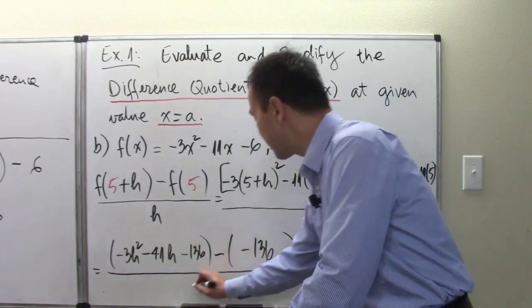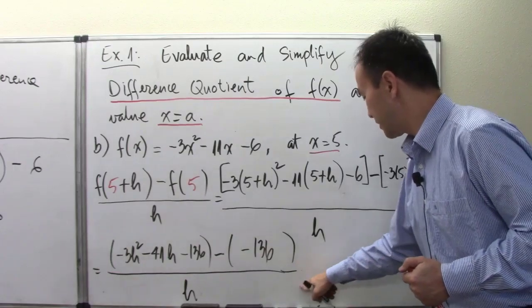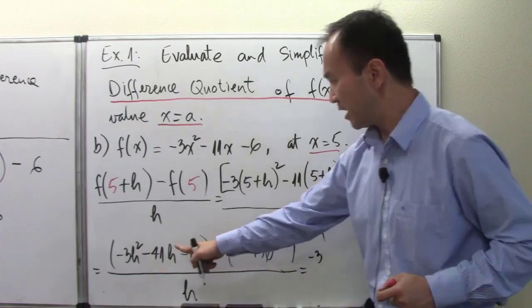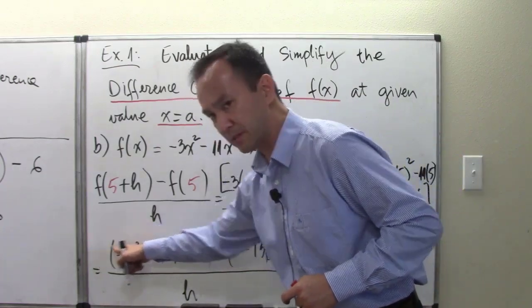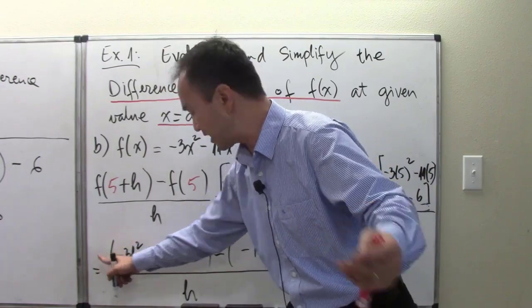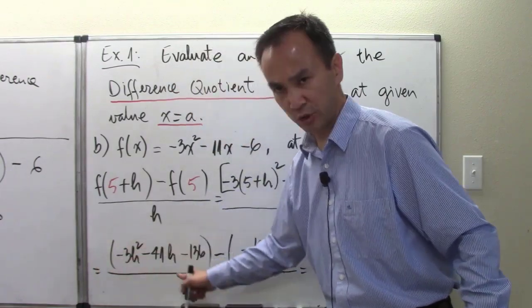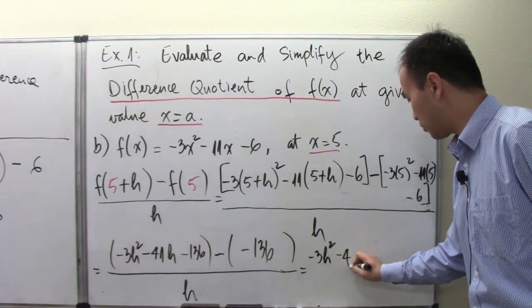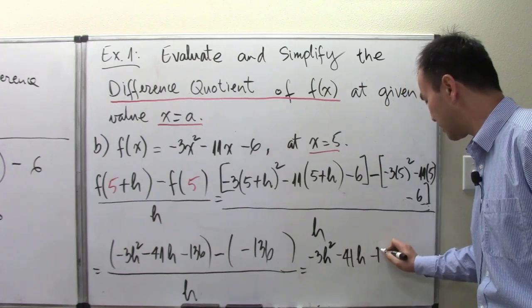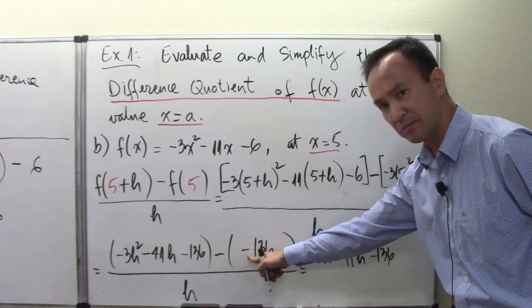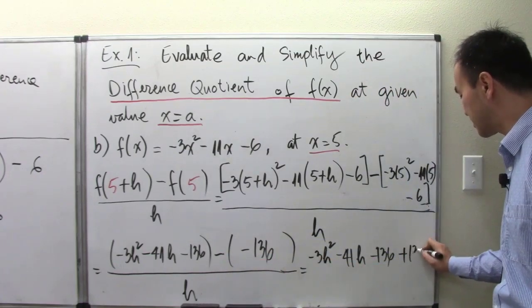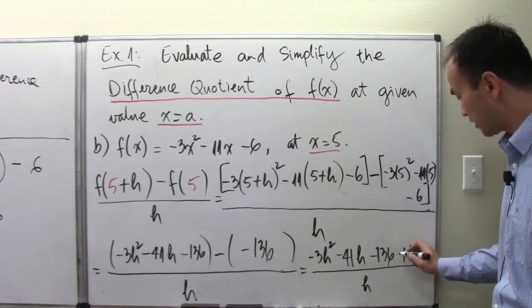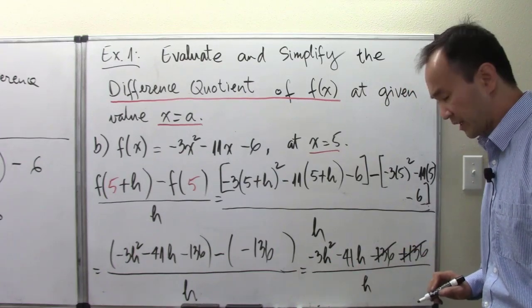All over h. In my next step it's going to be minus 3h squared minus 41h minus 136. There was a positive sign in front of the parentheses, so we can just take away the parentheses without worrying about sign changes. But then minus a negative sign becomes plus 136, all over h. The minus 136 and plus 136 are opposite terms, so we can cancel them away.